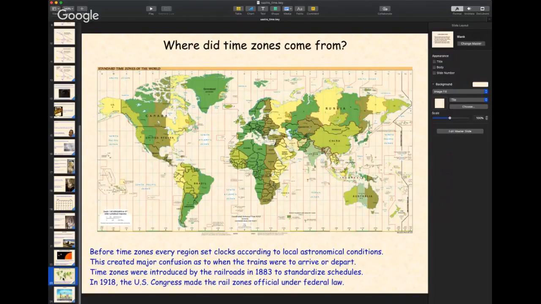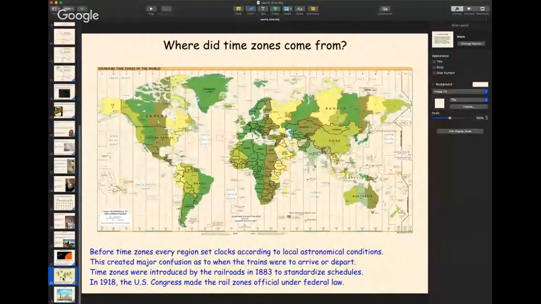Now, where do time zones come from? Here's a relatively current time zone map of the world. Well, before time zones happened, every region set their clocks according to the local astronomical conditions. So noon in Flagstaff was not necessarily noon in Phoenix, which is not necessarily noon in Tucson, Arizona. That was fine. That's the right thing to do, to set your clock by your local conditions.